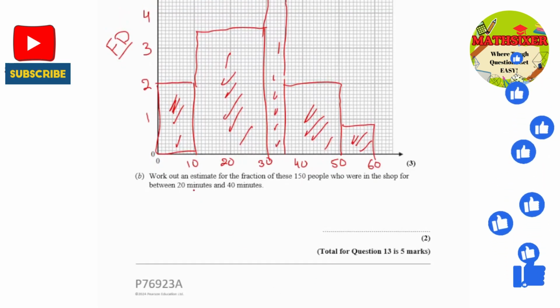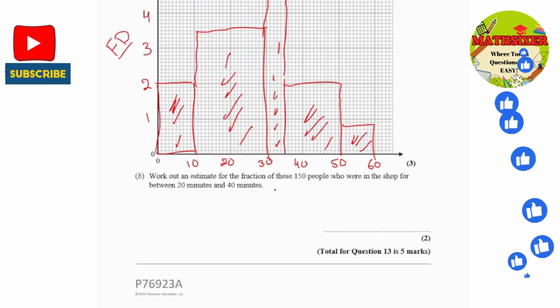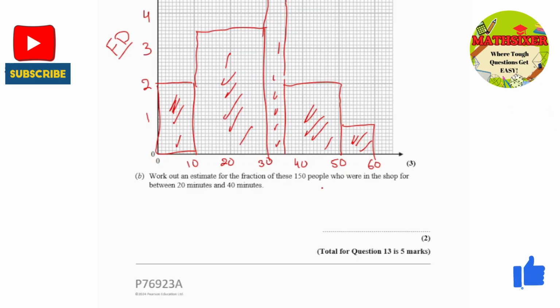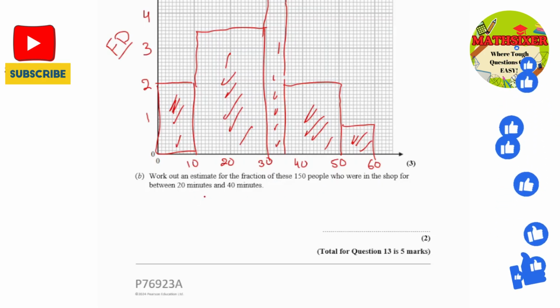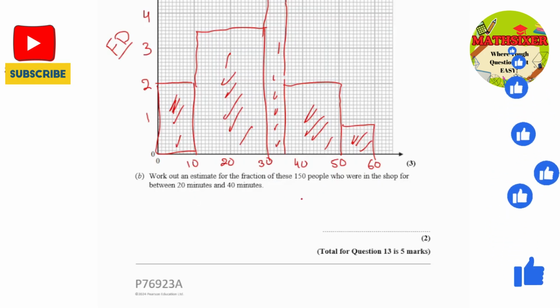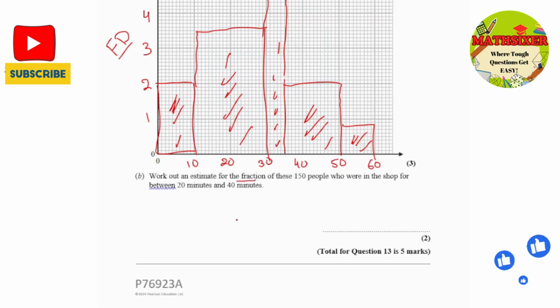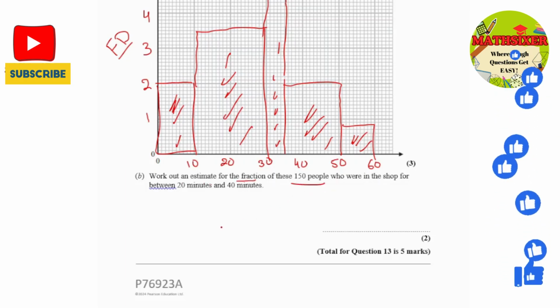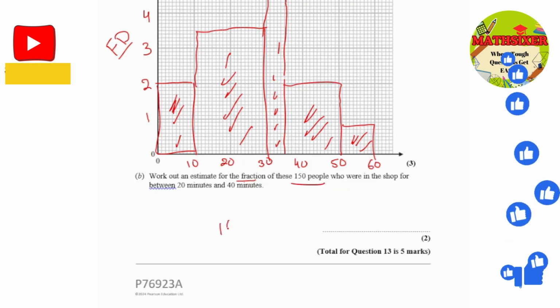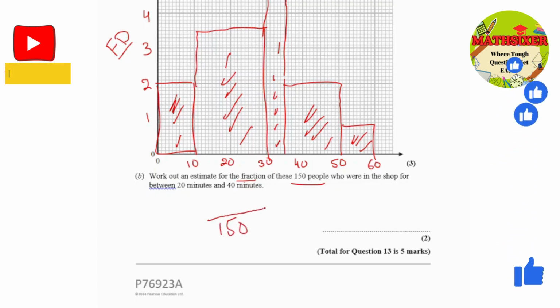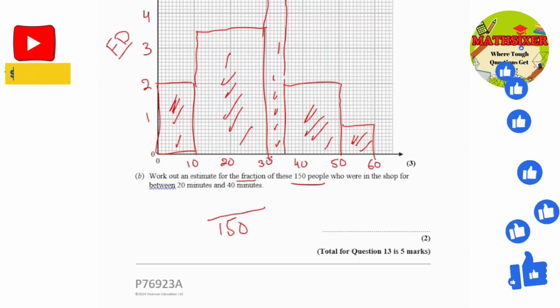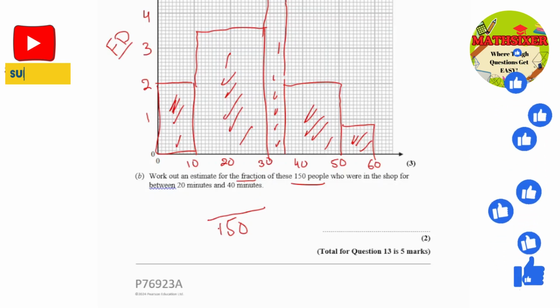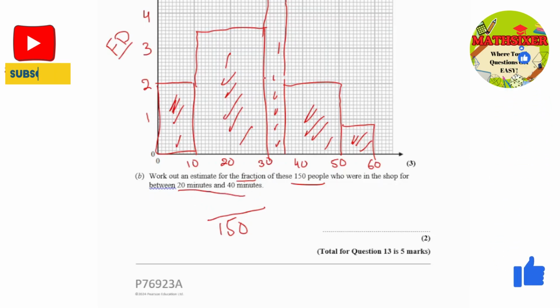And the next part says, work out an estimate for the fraction of these 150 people who were in the shop for between 20 minutes and 40 minutes. So we have to write it down as a fraction. And how many people are there? 150. So we clearly see that our denominator is 150. Now we need to find out from where to where? From 20 to 40. Okay, so the question says from 20 to 40.